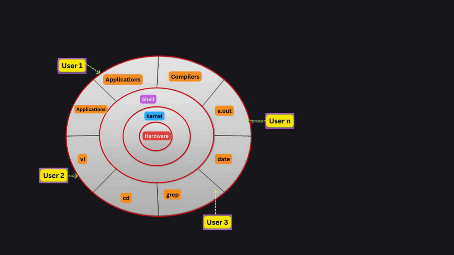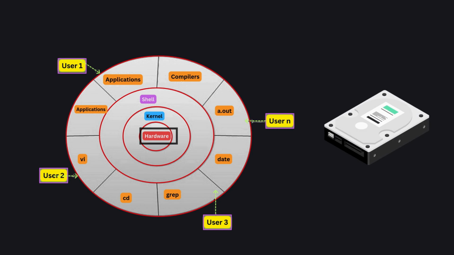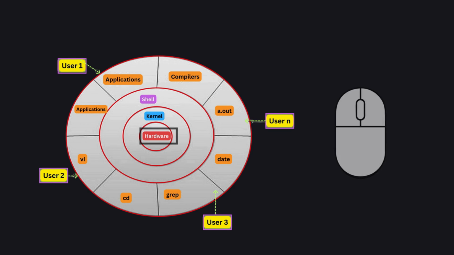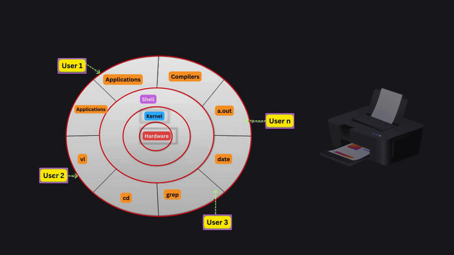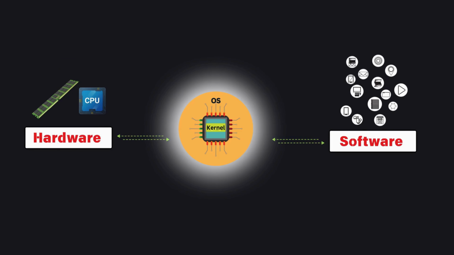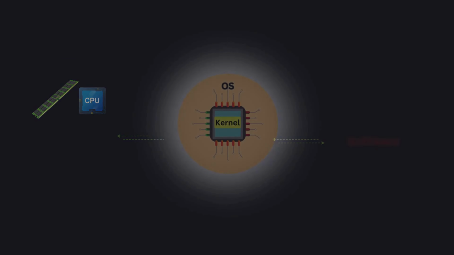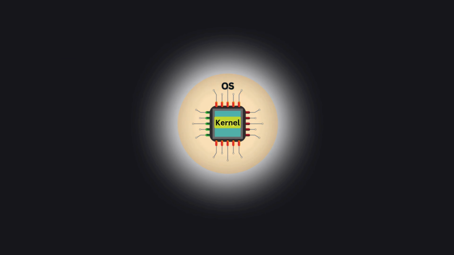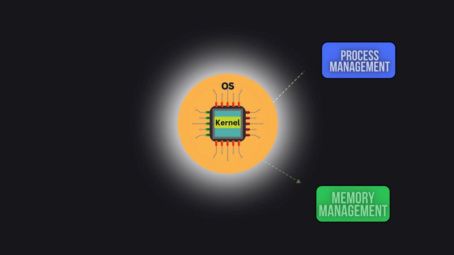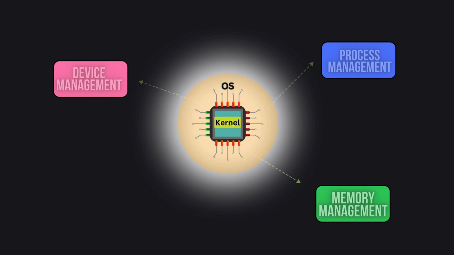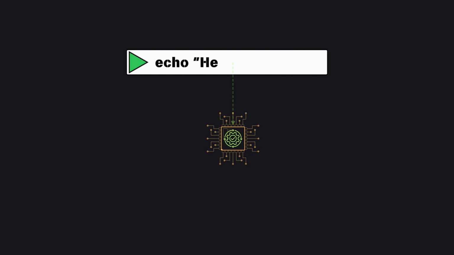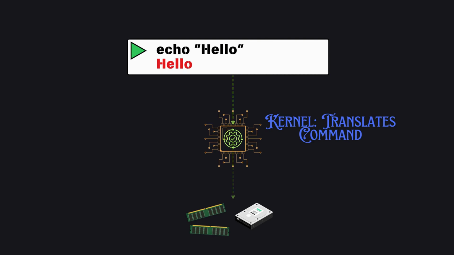Look at this diagram. At the foundation of the system is the hardware. This includes components like the CPU, memory, hard drive, and any other peripheral devices like keyboard, mouse, printers. The kernel is the core of the operating system. It is a program that acts as an intermediary between the hardware and the software running on the computer. The kernel is always running in the background, managing resources, handling system calls, and ensuring communication between hardware and software. For example, when you issue a command, the kernel translates it into instructions the hardware understands.